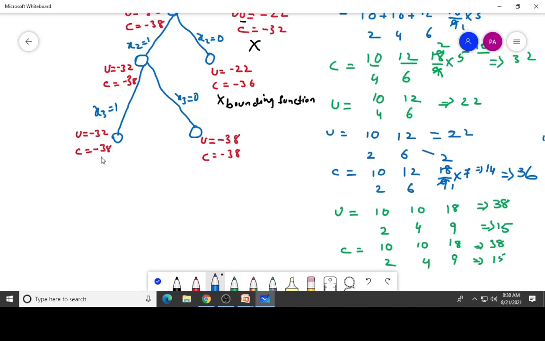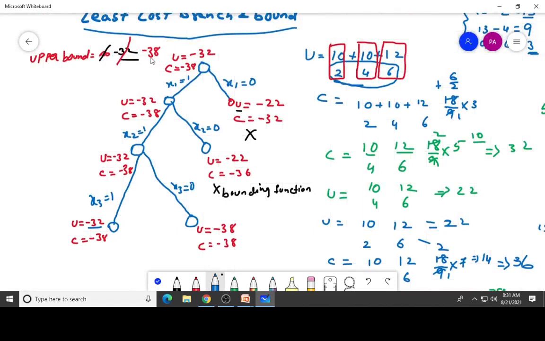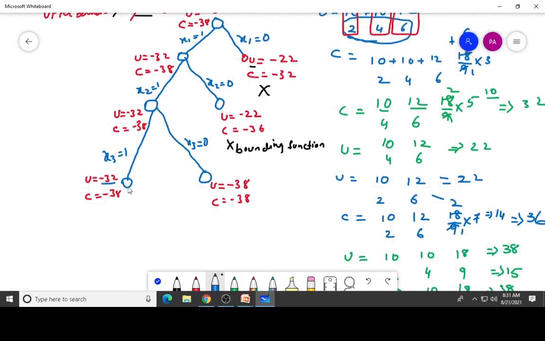Sorry, I cannot add here because minus 32 is higher than minus 38. So we cannot go further. So here we will apply the bounding function. Okay, we apply the bounding function. This is not a feasible solution, so we can say this is infeasible. Okay, this is not a feasible solution. So now we need to go further here.